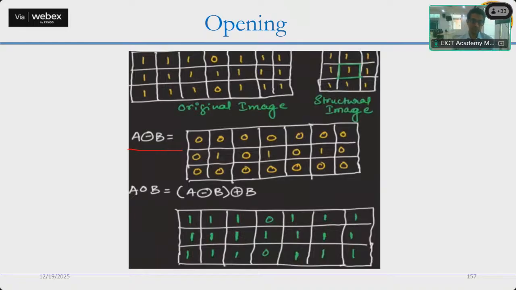If you see this structure, when we do the erosion, we need to find the central element where all the pattern comes up. So which points are there? One point is this one.